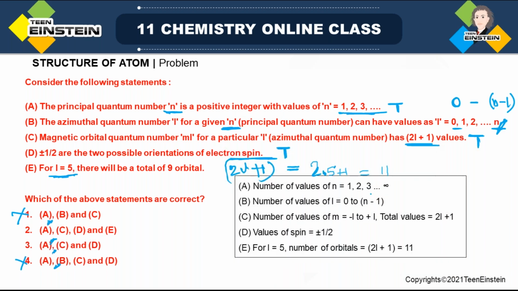So the first statement, number of values, is true. The second statement is basically false, but here it is already corrected, and it is false. This is also false. So it is basically T, F, T, T, F. The number of values of ml, 2l plus 1, that information given in the third statement is correct. The fourth statement is also correct. And the last statement, it is basically 11; the correct information is given here. It is not 9. So option 3 should be the correct option, right?